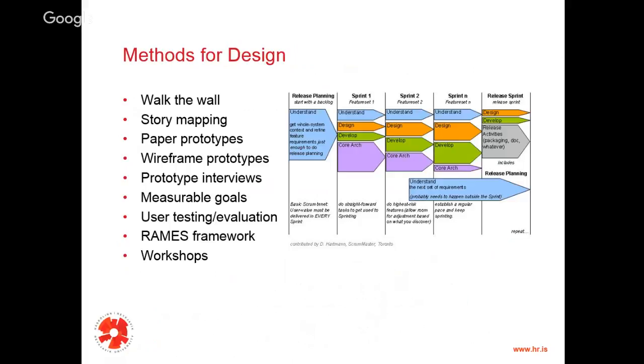And then in the design, in the orange part there, we practiced walking the wall, where we were trying to get design ideas. We were doing story mapping, and that was for breaking down the activities that the users will approach. You could also argue that this is for understanding, or maybe some of the methods are not that pragmatic, that you only use them for design and not for understanding.